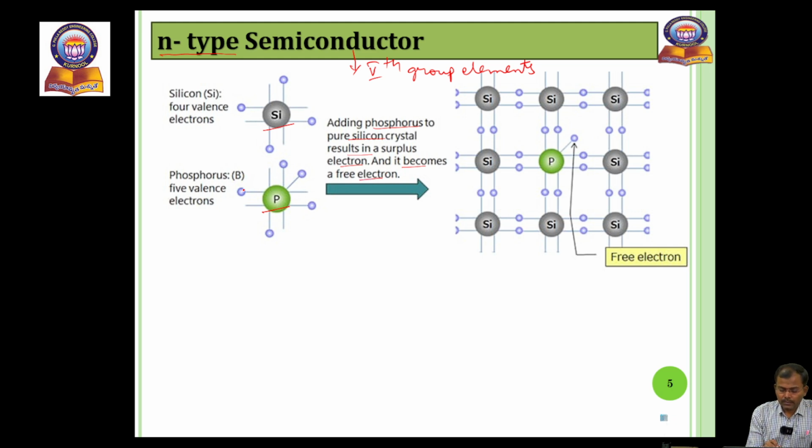This phosphorus atom has 5 valency electrons and silicon has 4 valency electrons. Out of these 5 valency electrons of the phosphorus atom, 4 will form covalent bonds with the neighboring 4 silicon atoms, because each silicon atom has only 4 valency electrons. One electron is freely available in the semiconductor. So whenever we dope with fifth group elements, it will create more free electrons, because one impurity atom gives one free electron.